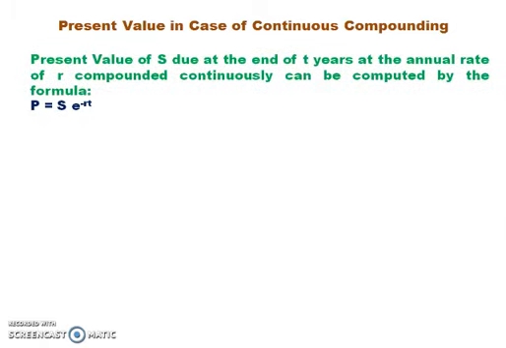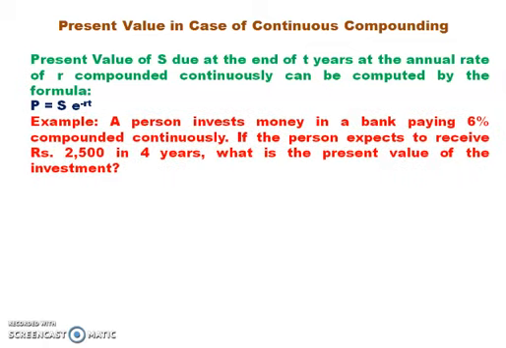Present value of S due at the end of T years at the annual rate of R compounded continuously can be computed by the formula P is equal to S into e raised to power minus RT. Now let us take an example. A person invests money in a bank paying 6% compounded continuously. If the person expects to receive rupees 2,500 in 4 years, what is the present value of investment?